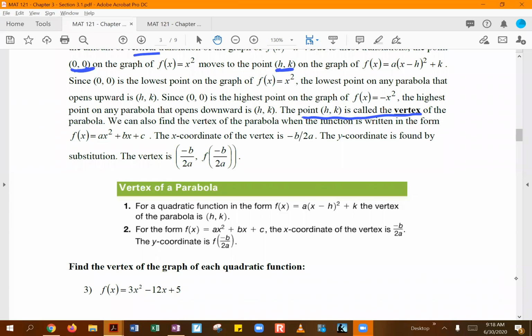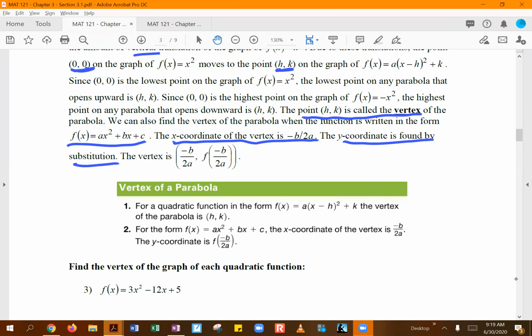The other thing that I wanted to mention is, what if your equation is given to us in the standard form, the ax squared plus bx plus c. In this case, when you have to find the vertex, you actually start by finding your x coordinate by using negative b over 2a. Once you find the x coordinate, put it back into the function, and then you can basically find your y coordinate.